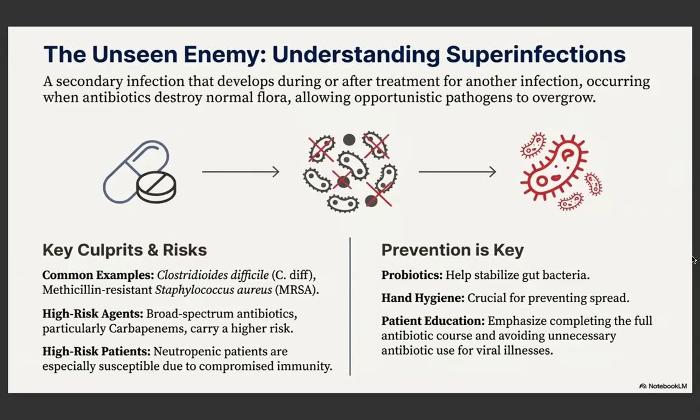Our high-risk individuals are really going to be our neutropenic patients, or patients with compromised immune systems. So they're already susceptible to these superinfections, like individuals who have HIV, or if they take immunosuppressing drugs like the TNF antagonists and the DMARDs.